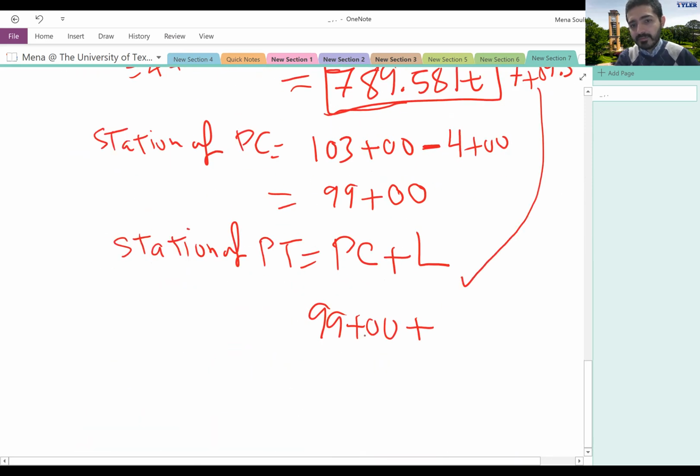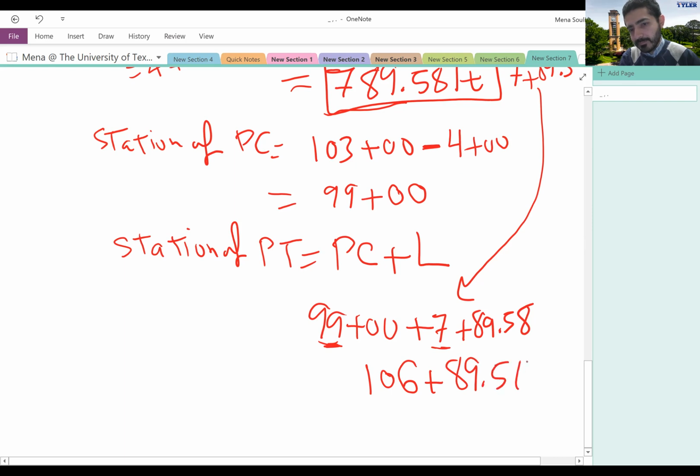So I'm gonna come here and say, okay, 99 plus 00 plus 7 plus 89.58. Please don't get this wrong here. So the 7 plus the 99, that's 106 plus 89.58. So that's the station of the PT.